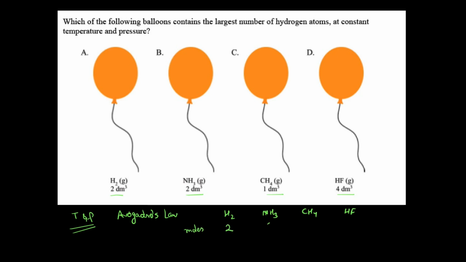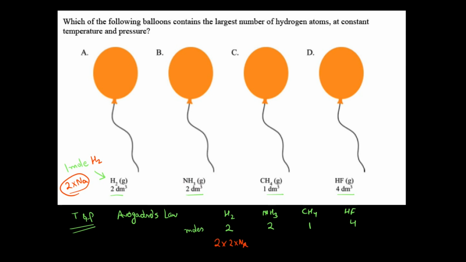So the moles I can consider 2, 2, 2, 1 and 4. This is the moles ratio. Now I know that 1 mole of hydrogen has how many atoms of hydrogen? 1 mole of hydrogen has 2 times Avogadro number of atoms of hydrogen, right? So therefore 2 moles will have how many atoms of hydrogen? 2 times Avogadro number of hydrogen.